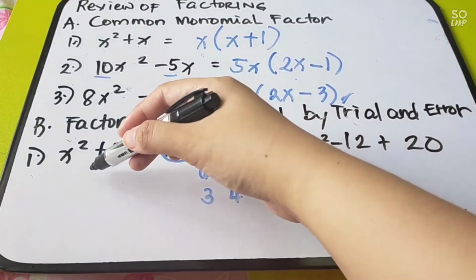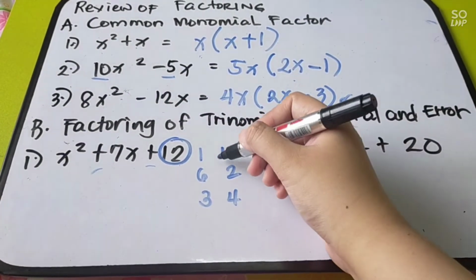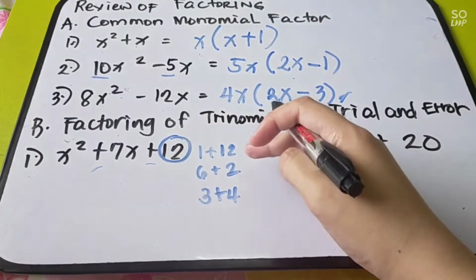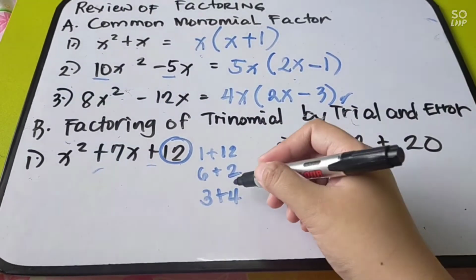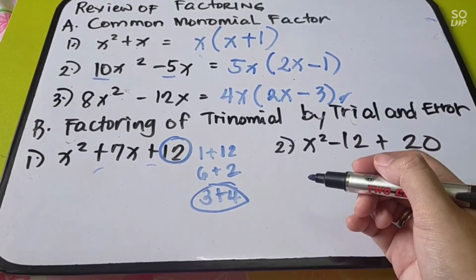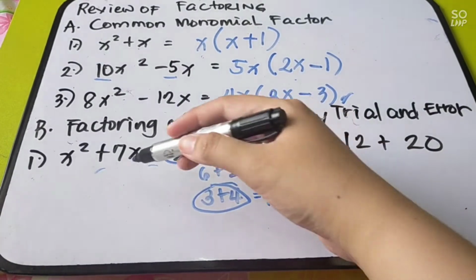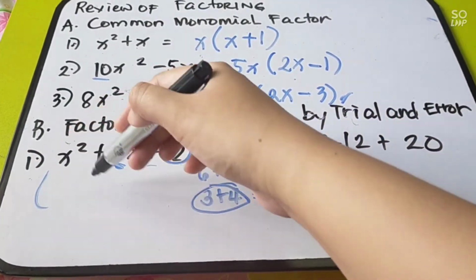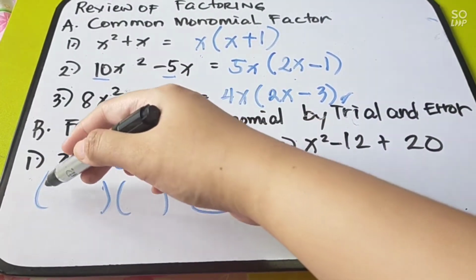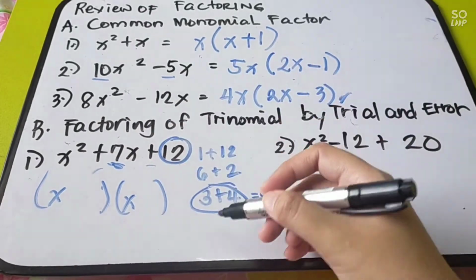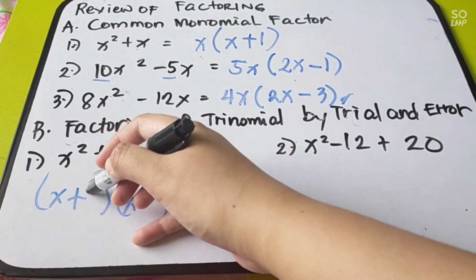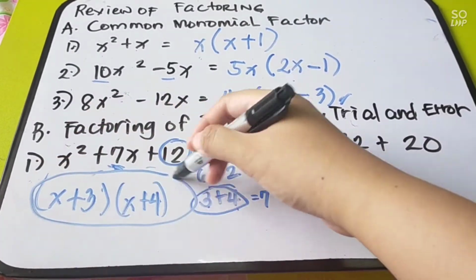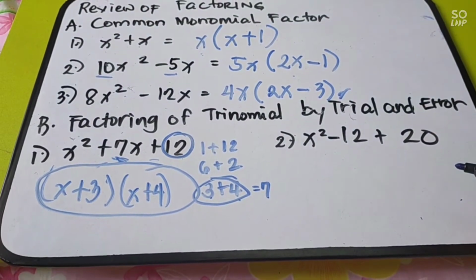Ngayon, since addition yan, add mo lang to. So, ano kaya yung dalawang numbers na pinag-add mo, yung factors niya, the answer is 7. So, obviously, we have 3 plus 4. The answer here is 7. So, yun dapat yung lalabas, yung pinakagitna niya. So, the factors of this one, lagay ka lang, open and close, just copy x. So, since positive ang 3 mo, lagay mo dyan, plus 3. Since positive ang 4 mo, lagay mo dyan, plus 4. We're done. So, ganun lang kasimple kapag ikaw ay mag-trial and error.